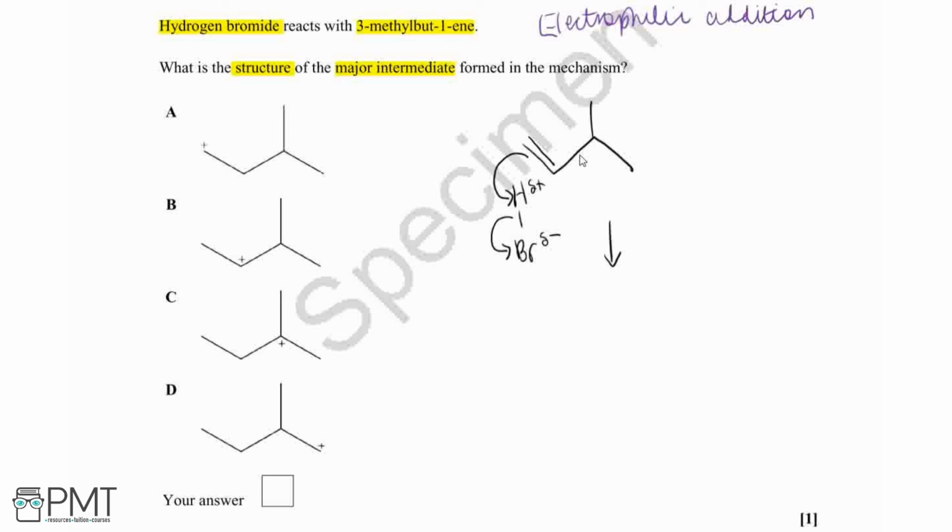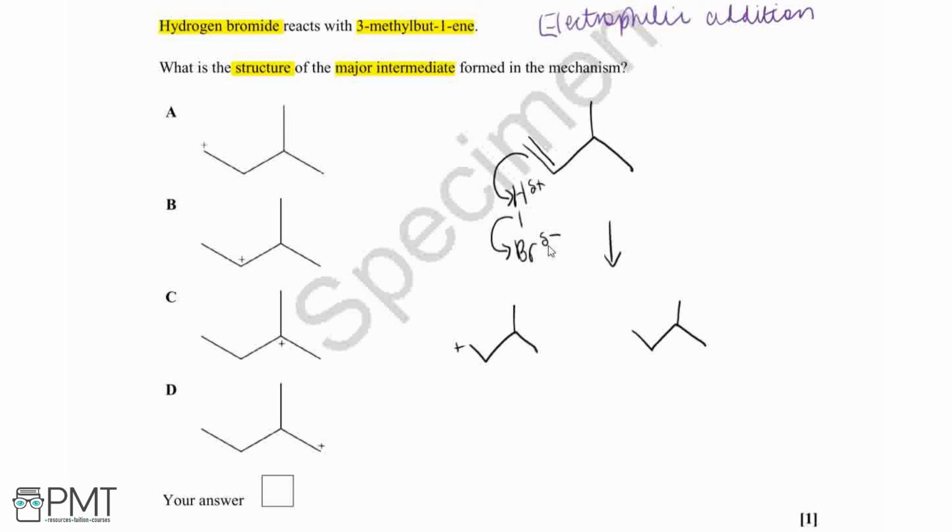And we can form two different intermediates because the hydrogen atom can either add on to carbon number 1 or carbon number 2 because we've got an unsymmetrical alkene and we've got an unsymmetrical reagent. Therefore, we can get two different intermediates and therefore two different products. So our two different intermediates are going to look like this.